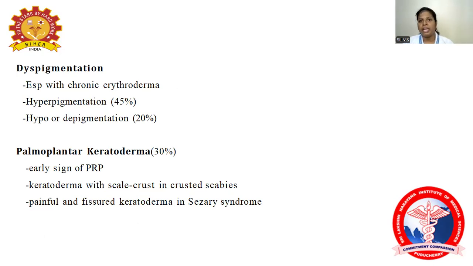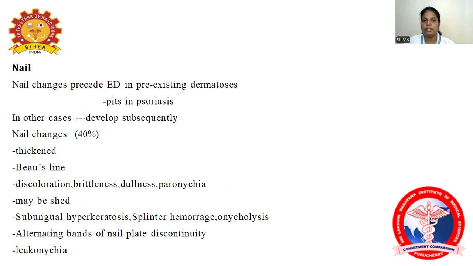There can also be hypo or depigmentation. Palmoplantar keratoderma, mainly in two diseases you can see. In case of crusted scabies, there will be crusting along with thickening of palms. Palmoplantar keratoderma will be present. Whereas in case of Sézary syndrome, it can be more painful and fissured.